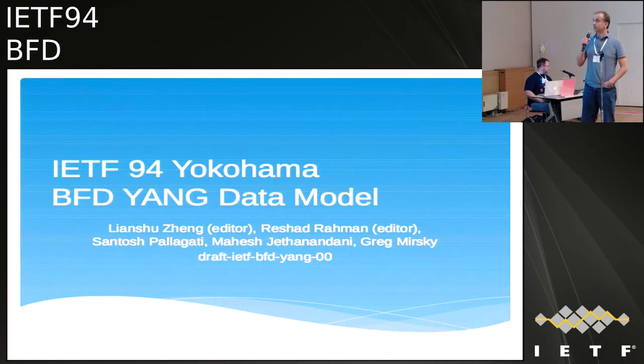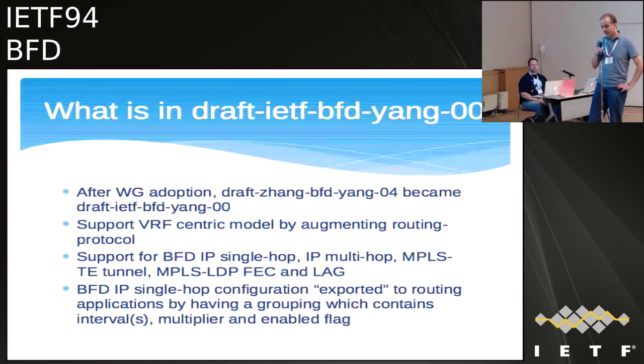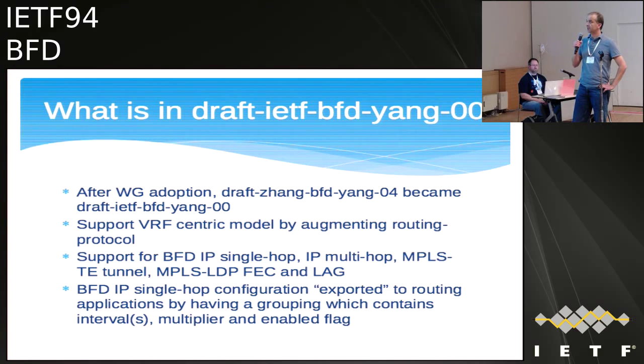Okay, so this is a bit of recent history on the BFD Yang model. It was adopted as a workgroup doc after Prague. So the Rev 4 of the individual contribution document became the workgroup doc. The current document is VRF centric. After Dallas, we went on the wave of augmenting routing protocol, routing instances, and all that. And the current doc has single hop support, multi-hop support, TE, LDP, and lag.